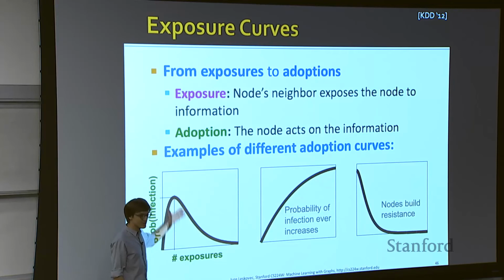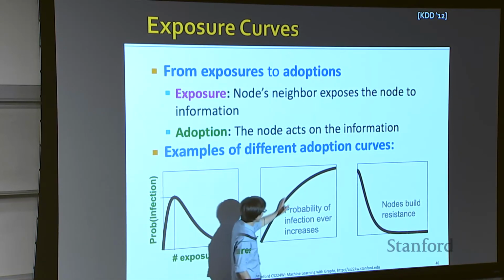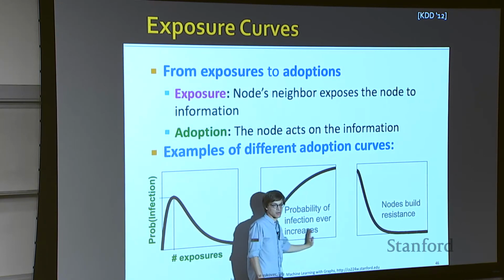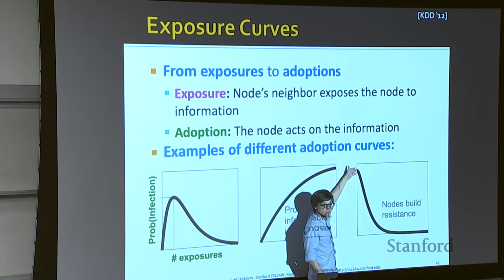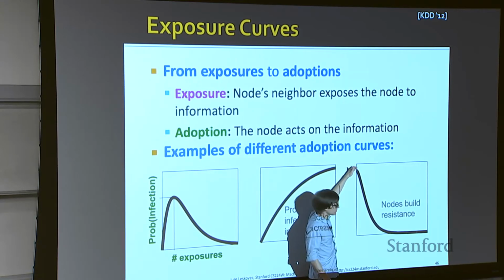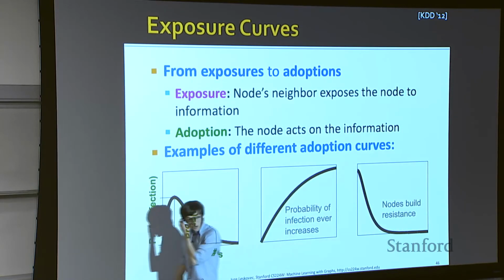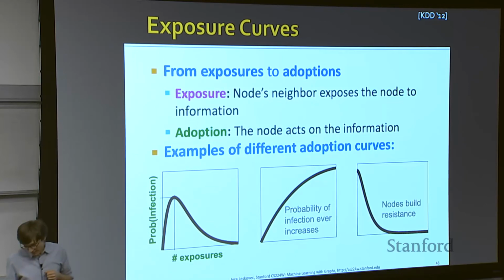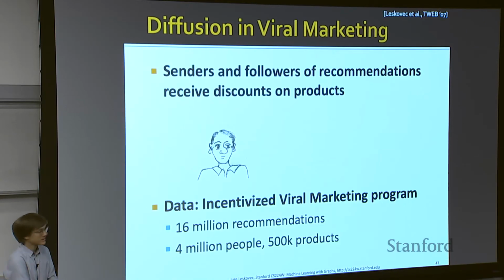You could imagine that in advertising, things like this might happen. This is like the probability of infection just increases with the number of exposures. Or you could have something where actually the first exposure is the most infectious, and then it decreases. And you can actually go and estimate exposure curves for different applications. So let me show you some estimates of these exposure curves.